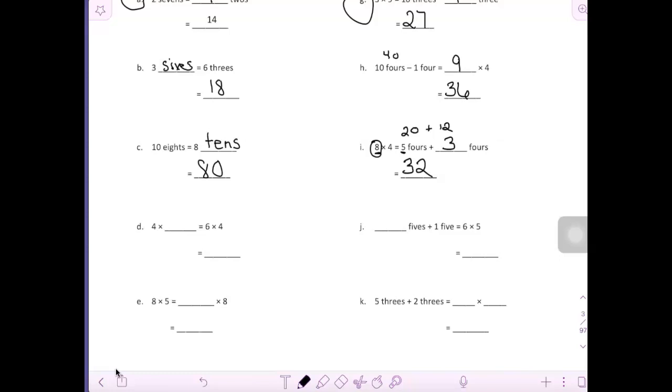Your next step is to do your homework problems, and your must-do problems are 1A, 2, 3, 4A, B, and C.